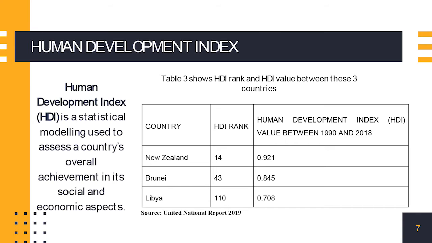According to the table that has been collected by UNDP in 2019, for those three countries, it shows that New Zealand's index is 0.921, followed by Brunei at 0.845, which is ranked number 43 in the world's position. The Human Development Index value between New Zealand and Brunei differs by 0.076.